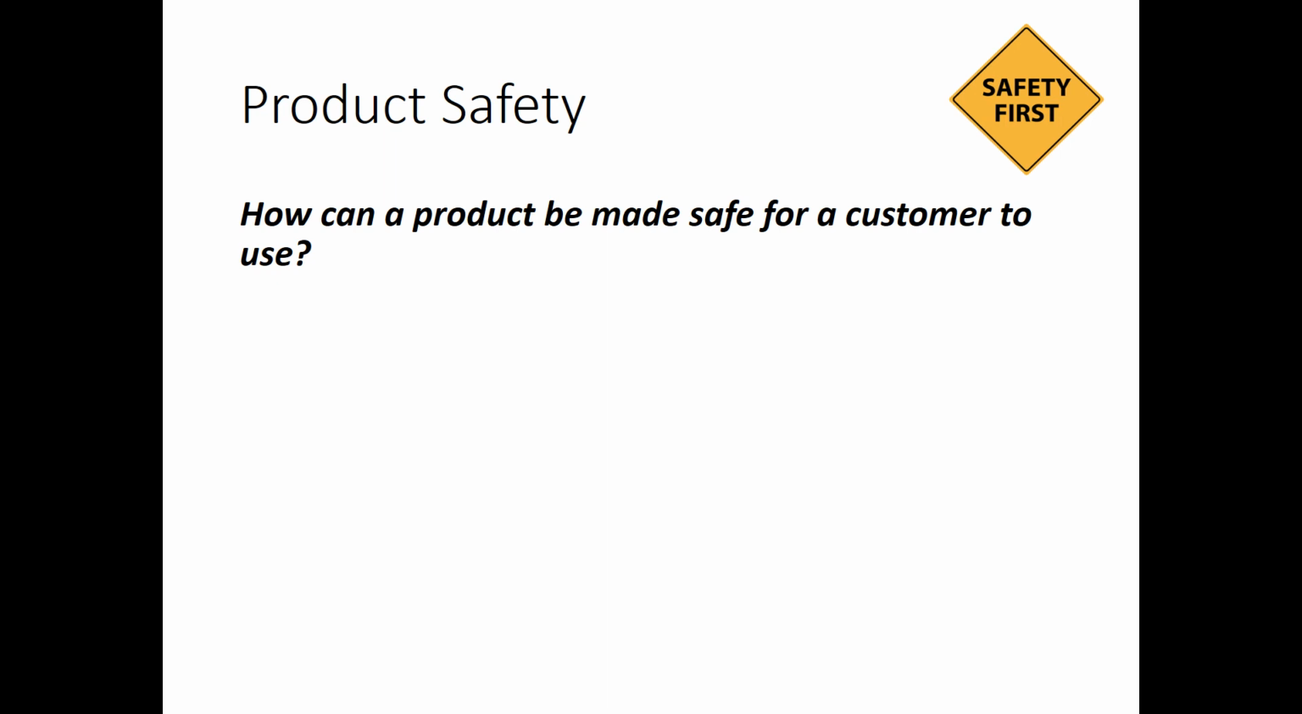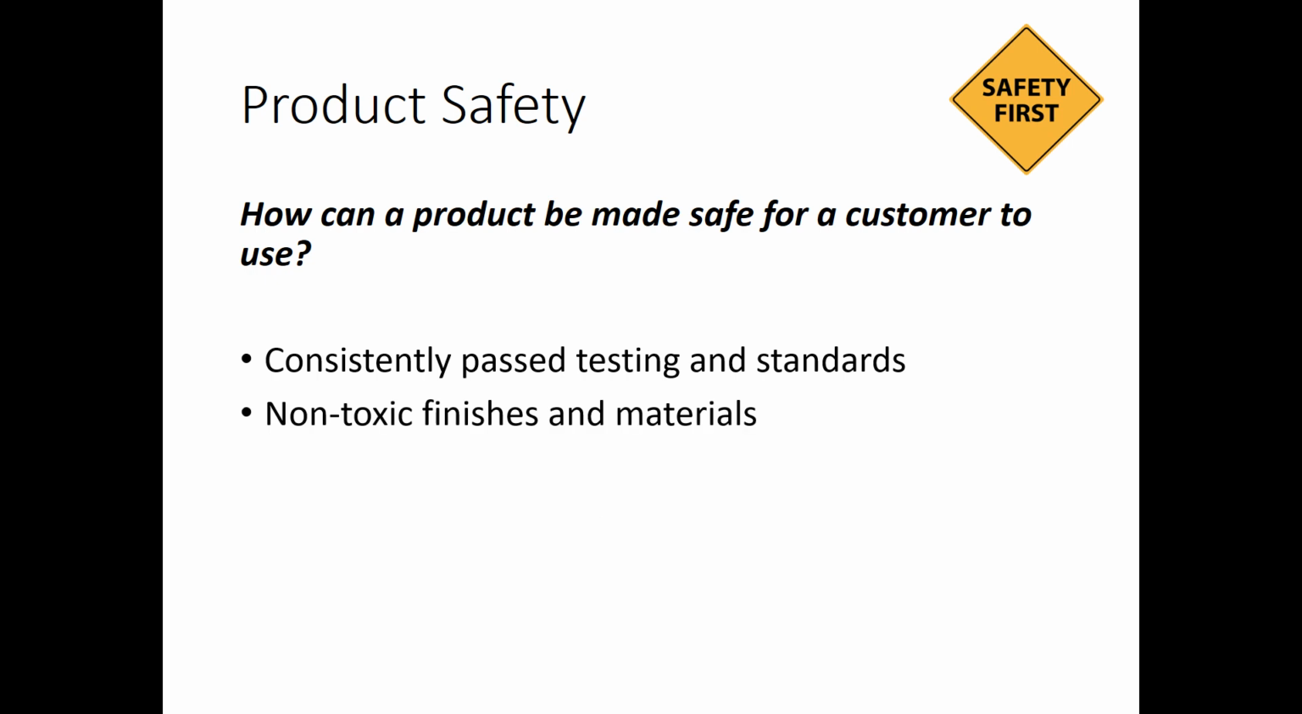Product safety. So how can we make sure a product is safe for customer use? And it's important we do that so that we are not liable. So if we are making a product and it harms somebody, basically you are protected from that. So we can pass it through testing and standards. We can make sure that non-toxic finishes and materials are applied.